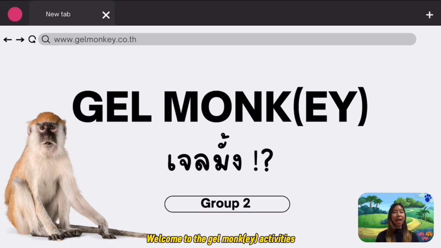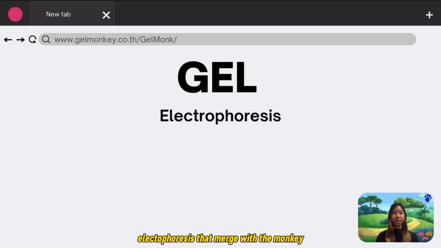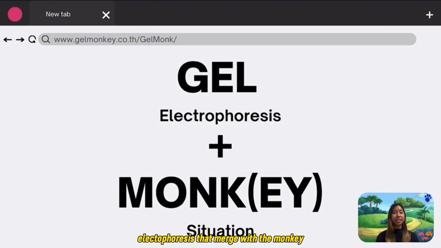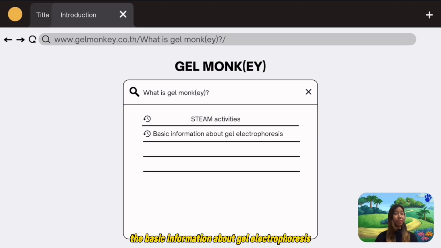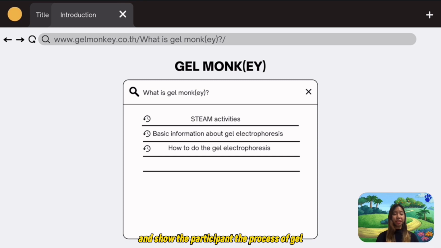Welcome to the Gel Monk activities, the activities about gel electrophoresis that merge with the monkey situations to gain more attention from the participant. This activity is a STEAM activity that represents the basic information about gel electrophoresis and shows the participant the process of gel electrophoresis. This activity is provided for middle school students.